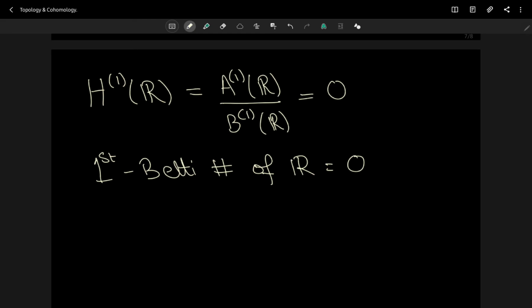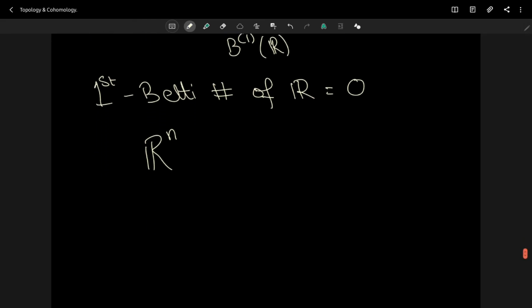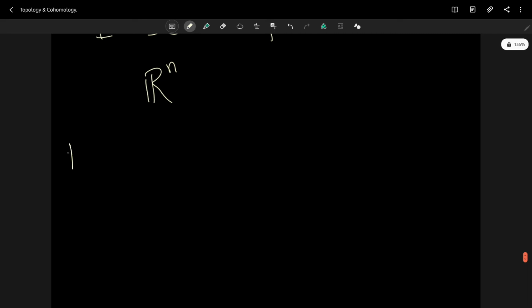Now, in fact, what we can do is generalize this to arbitrary Rn, leading us to the Poincare lemma.